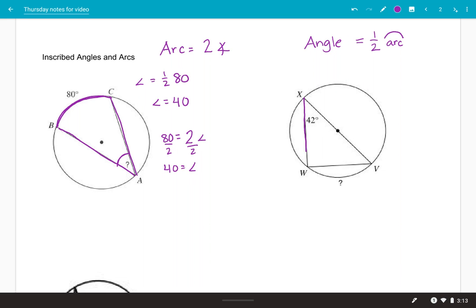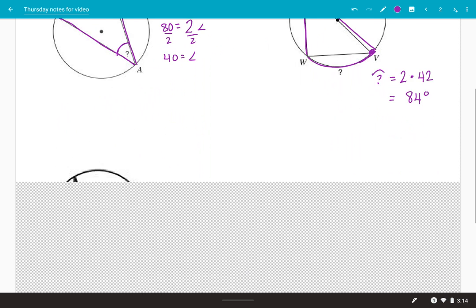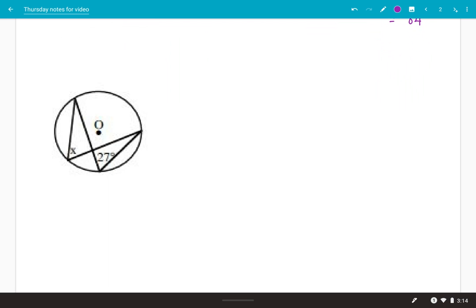Now, this angle, and I always like drawing over it because it makes it easier to see, is talking about this arc. So the angle is 42 degrees. We want to find out what the arc is. So I'm going to use that first equation because I'm going to try to find the arc. I'm going to just go arc is equal to 2 times our angle, which is going to give us 84 degrees.